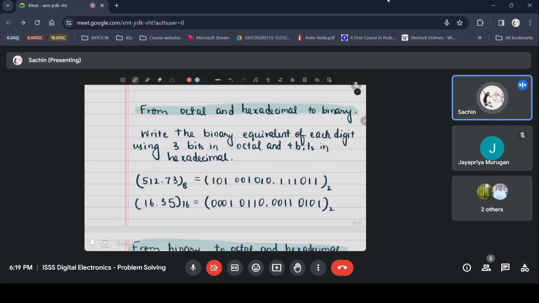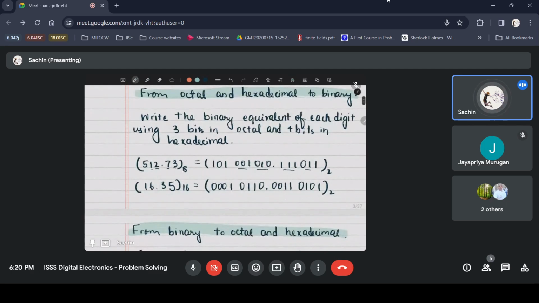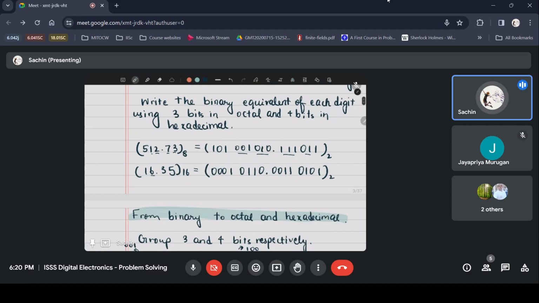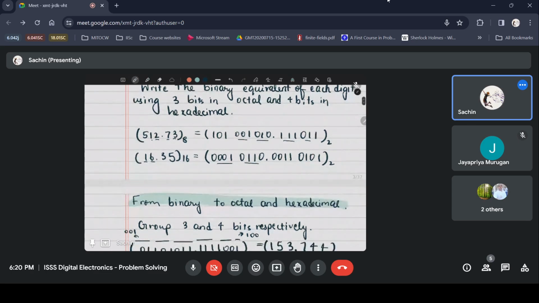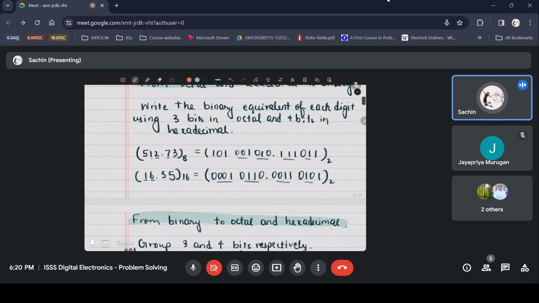You can see that in the example: 5 in binary is 101, 1 in binary is 001, 2 in binary is 010, 7 is 111, 3 is 011. So you write the 3-bit representations of each digit. In hexadecimal, similarly, 1 is 0001, 6 is 0110, 3 is 0011, 5 is 0101. So that's octal and hexadecimal to binary.